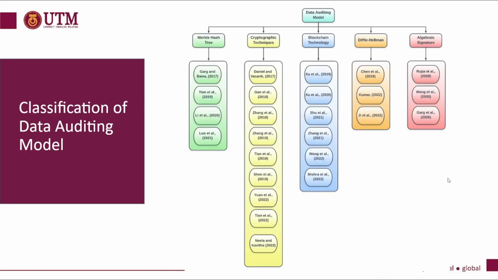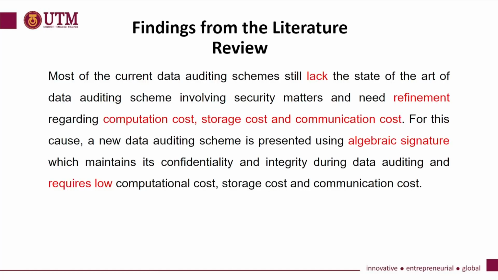The data auditing models have been classified into five groups, which are Merkle hash tree, cryptographic techniques, blockchain technology, Diffie-Hellman, and algebraic signature. From the literature review, I have found that most of the current data schemes still lack state-of-the-art security measures and need refinement regarding computational cost, storage cost, and communication cost. For this cause, a new data scheme is presented using algebraic signature, which maintains confidentiality and integrity during data auditing and requires low computational cost, storage cost, and communication cost.